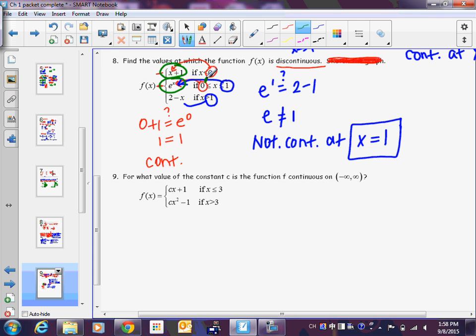So they were equal for x equals 0. Therefore, we do have continuity at x equals 0. However, for the second and the third piece to connect at x equals 1, those were not equal. So we have not continuous. So really my final answer here was just x equals 1. So then for number 9, it says for what value of the constant c, so my answer should be c equals something. Is the function f continuous? I want it to be continuous, and then this just means for all numbers, okay?